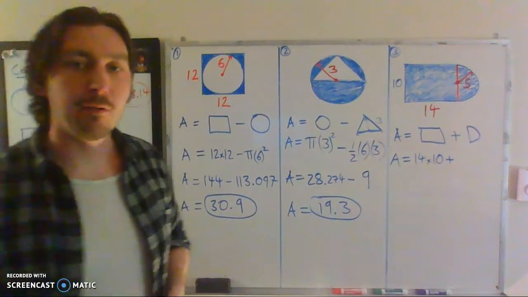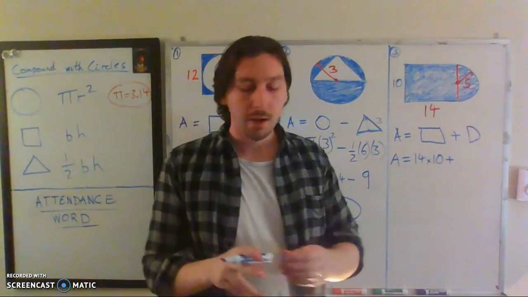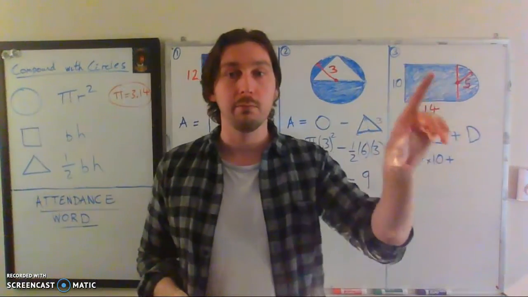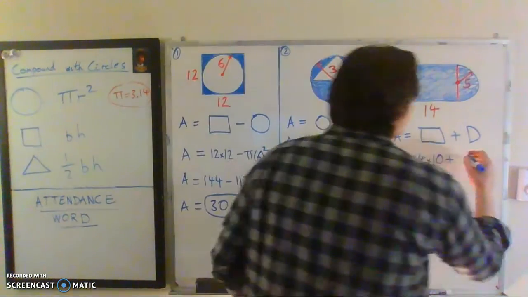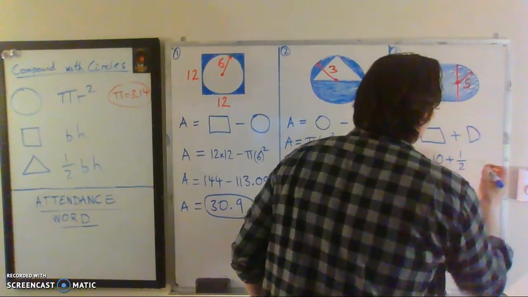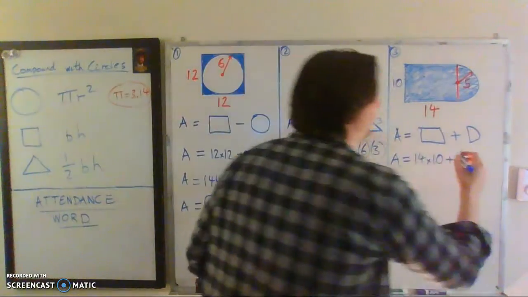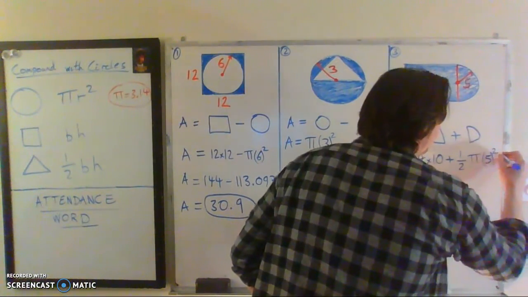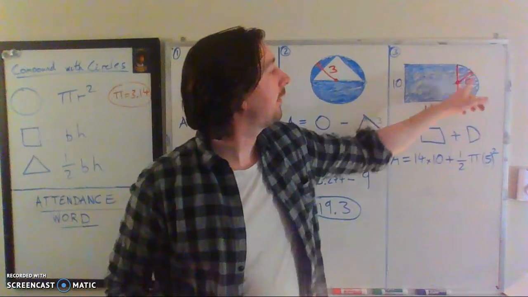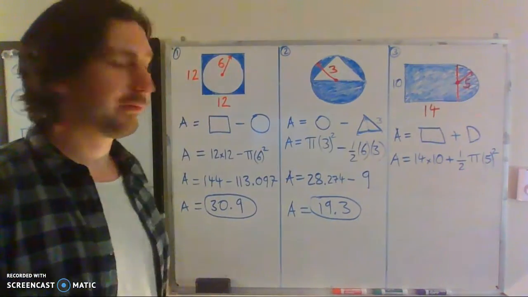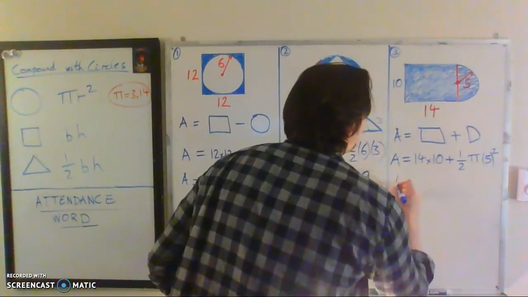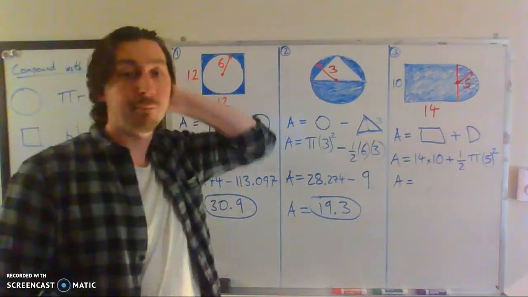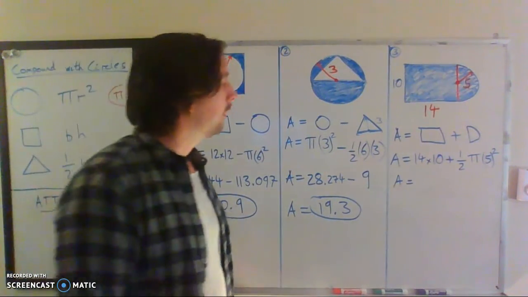Plus the area of the half circle. Half circles aren't too bad. You find the area of the whole circle and you halve it. So it will be half of pi r squared. Half of pi 5 squared in this case, because our radius is 5. Kind of tricky all of this put together, but I think you can do it. Give it a try. You're doing really well so far with everything I've given you.